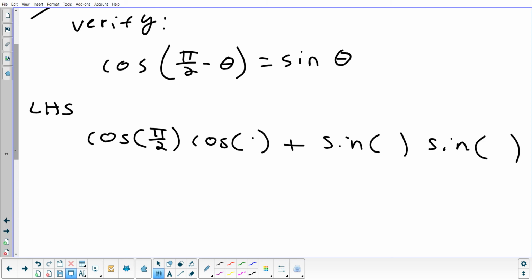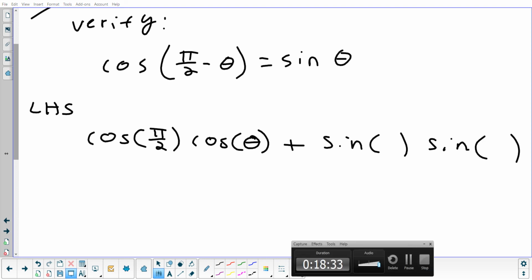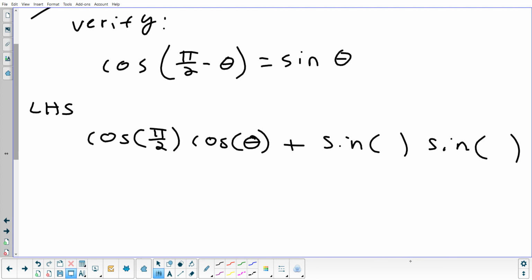Theta. Yep, I'm going to put theta. And then repeat that. So now fill in again, alpha and beta. Pi over 2, theta. Now, look at the two cosines. One of these we can simplify, one of them has to stay the same. Which one of those cosines could I plug in and simplify it?